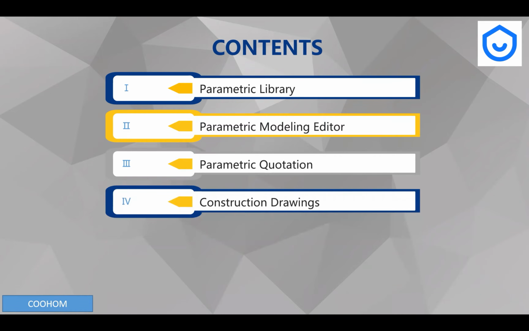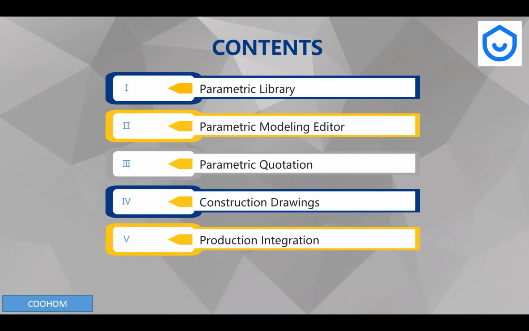Next one is the construction joints. This function can quickly generate the construction joints according to the parametric models and can be downloaded into DWG, PDF, and JPG formats. And next one I want to talk about is production integration. It's an implementation service package that can connect the parametric database with the production software database to realize the integration of the production and the design.